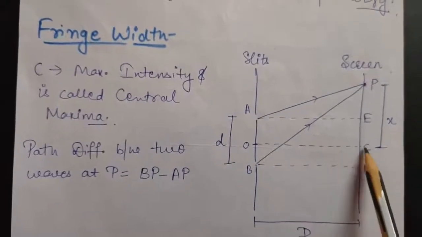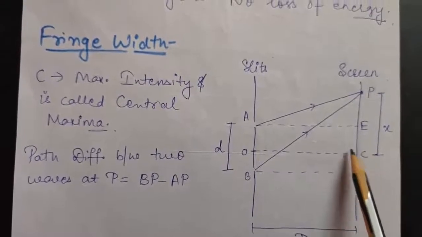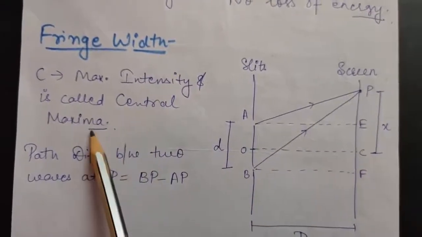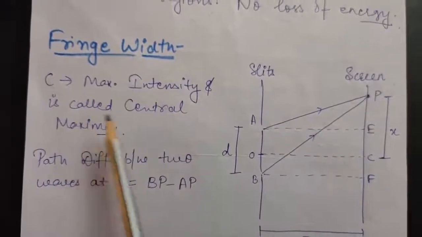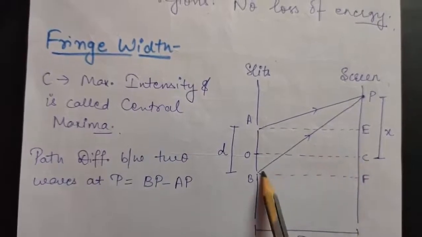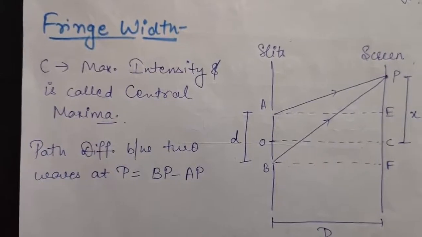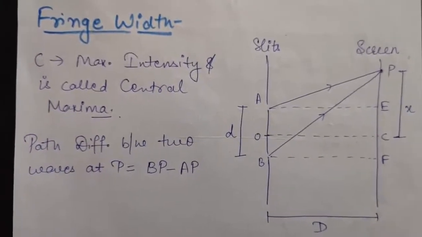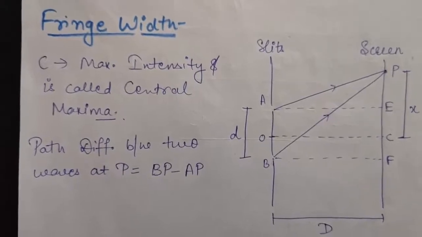Therefore, C will be the point of maxima, or you can say this will be the point of central maxima. So point C will have maximum intensity and it will be called central maxima because the path difference from A and B up to C will be 0. And as you have derived the conditions in the previous lecture, from there you can say if path difference is 0, that means your point is central maxima.